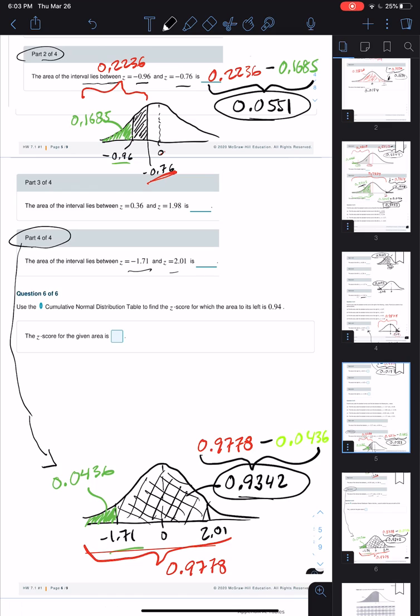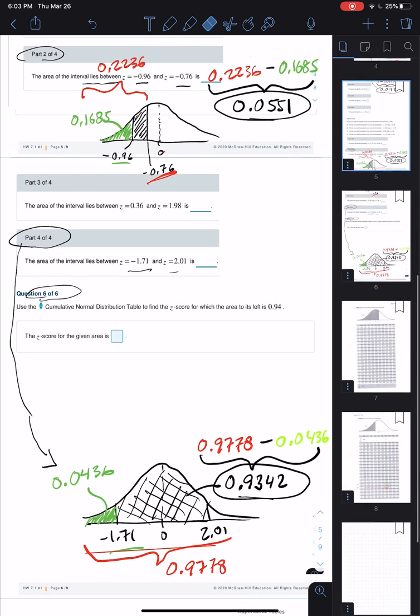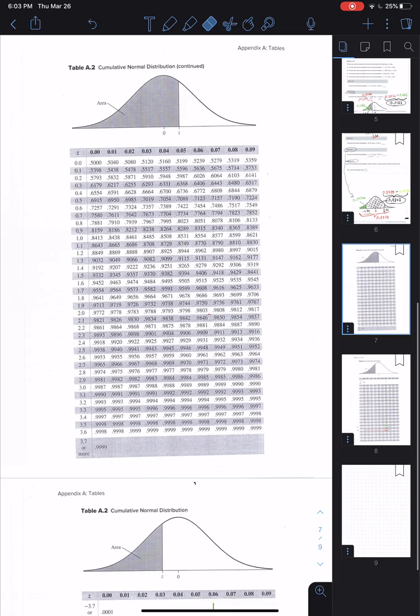The majority by far. And let's also go for this last question, which is number 6. And number 6 kind of turns everything on its head, I guess. So far, what we've been doing is we've been given z-scores, either they're positive or negative. Now we know this is positive because the z is to the right of 0. These are all positive z-scores.